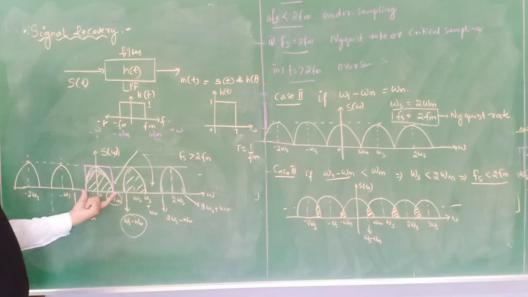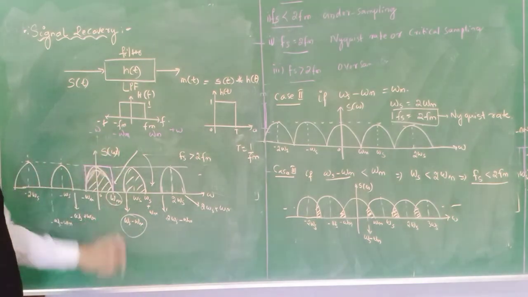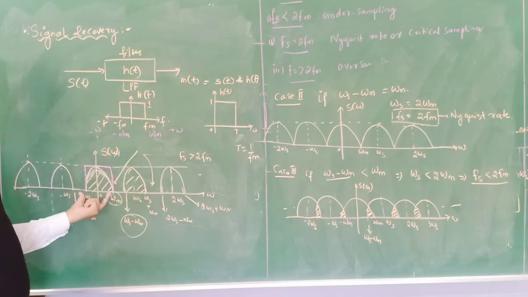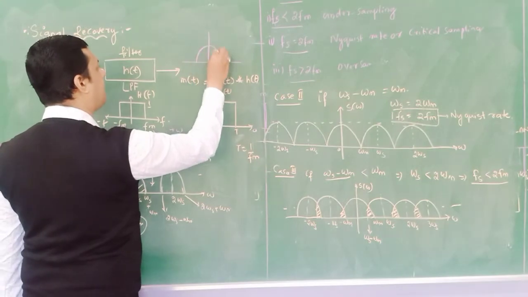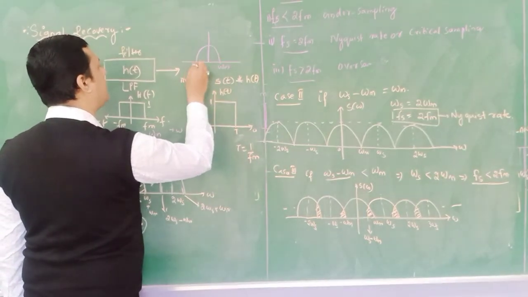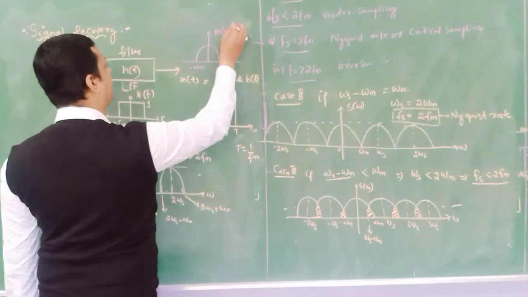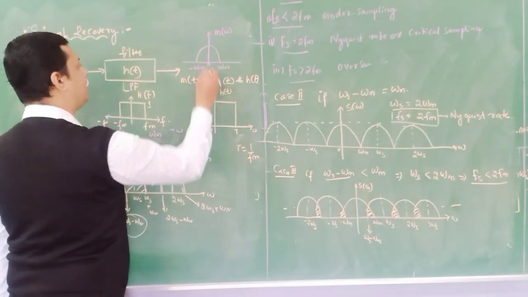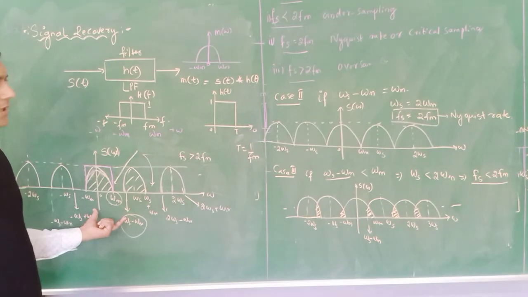So this is the oversampled case. No interference, nothing, only the modulating signal can be recovered easily. With the help of this filter we will identify this response, and your output will have minus omega m to omega m, and this is M(omega). So the output will be represented in this manner if it is oversampled.